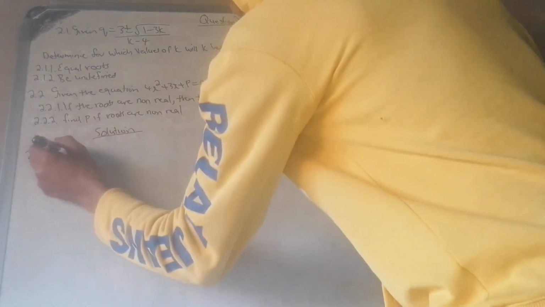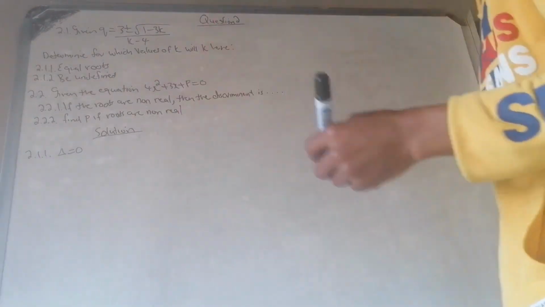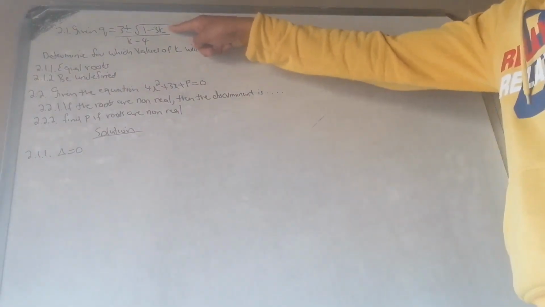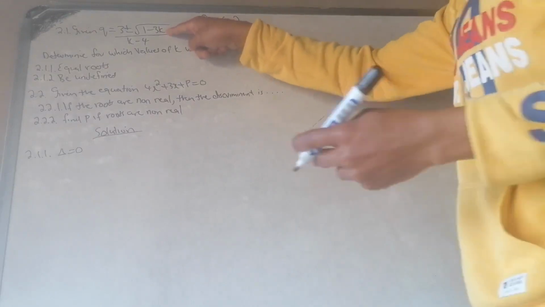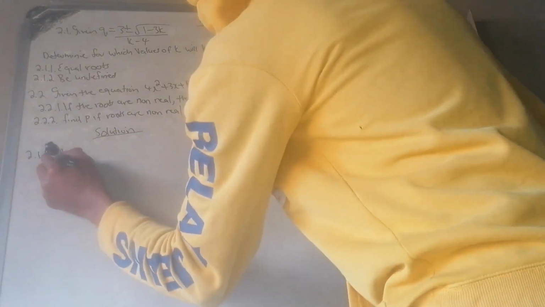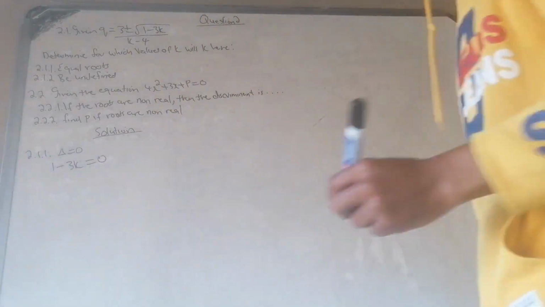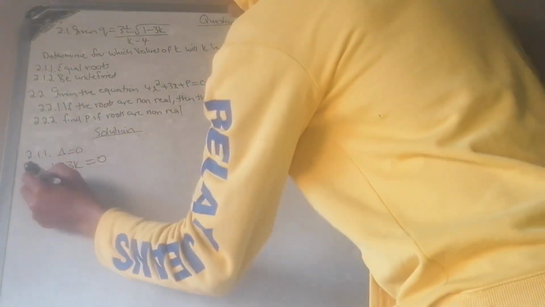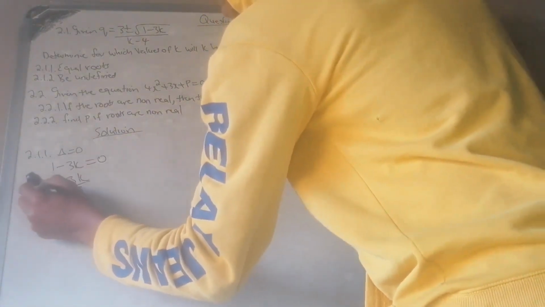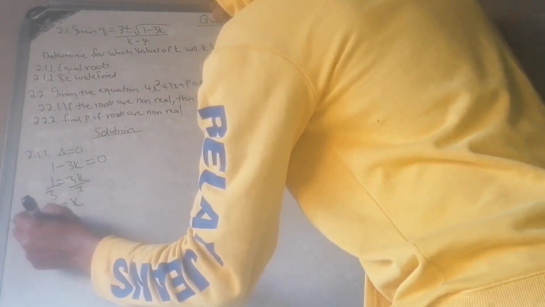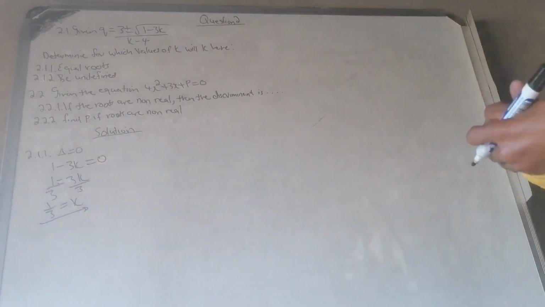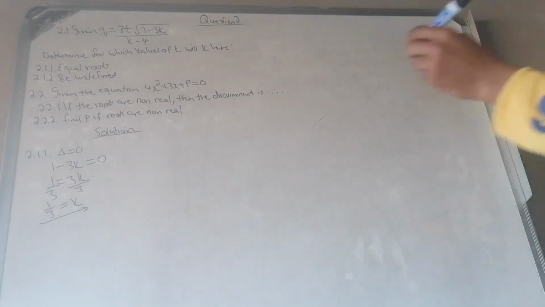2.1.1. Determine for which values of k the roots will be equal. If the roots are equal, the discriminant is equal to 0. The value that is under the square root, that's what we call the discriminant. So 1 minus 2k must be equal to 0. So when k is 1/2, the discriminant will be equal to 0. That's what we are saying there.